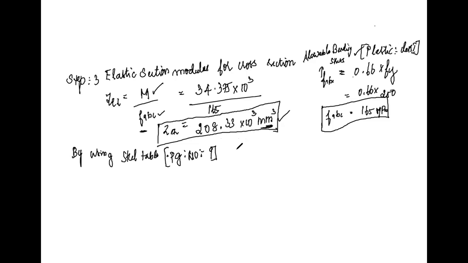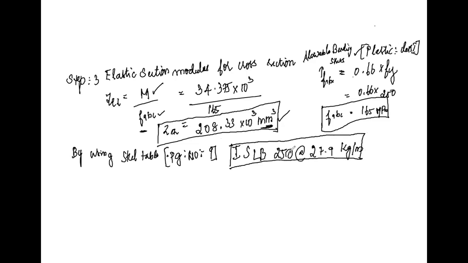I choose section ISLB 250 at 27.9 kg per meter. I choose this section because in the question it is given that it is an I section, and L represents the lightweight and it is a beam. B represents beam. In the question it is given: design the lightweight I section beam.